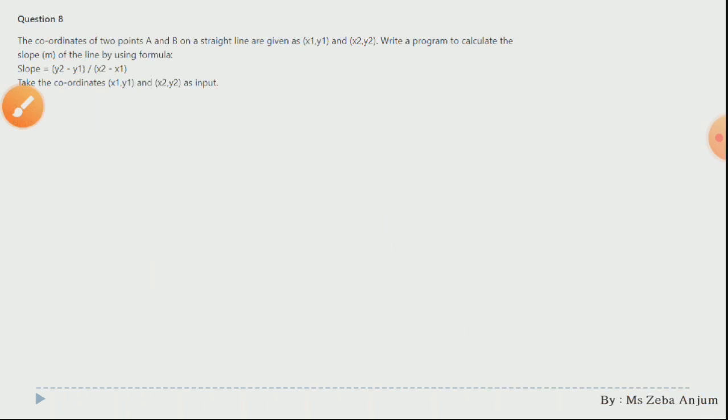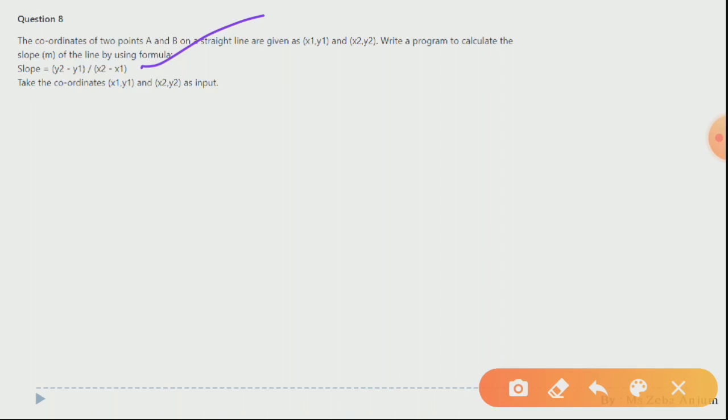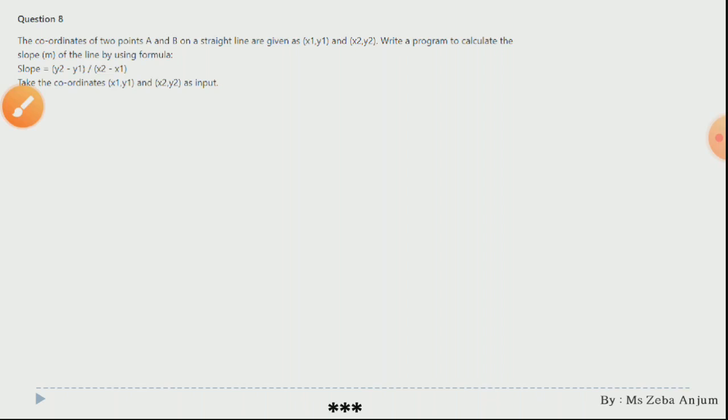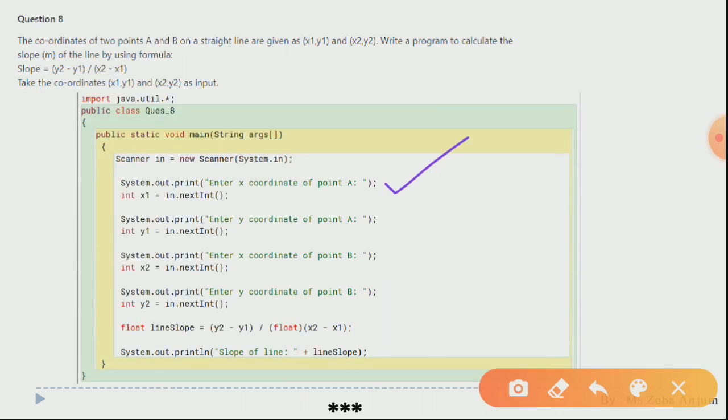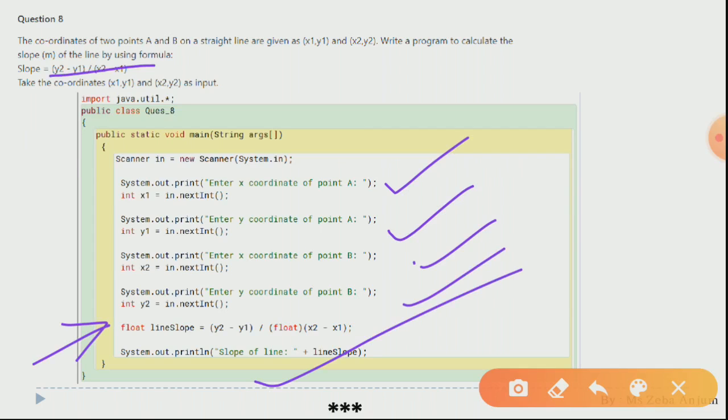See the last question, that is question number 8. The coordinates of 2 points A and B on a straight line are given as x1, y1 and x2, y2. Write a program to calculate the slope m of the line by using this formula. You have to use this formula and find this slope. So basically the coordinates x1, y1, x2, y2 you are going to take as input. Now basically four inputs we have to take. Now see how we are going to solve it. We have input x1, y1, x2, y2. Just simply apply the formula, line slope equals this formula, and then you print everything on the screen.